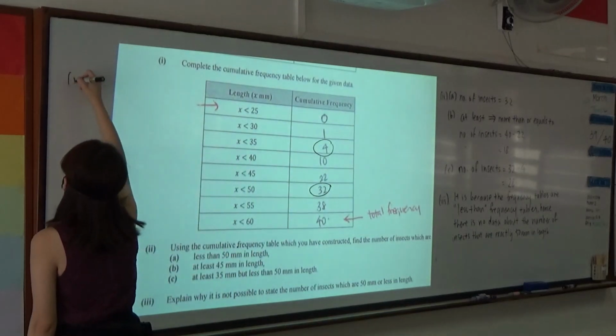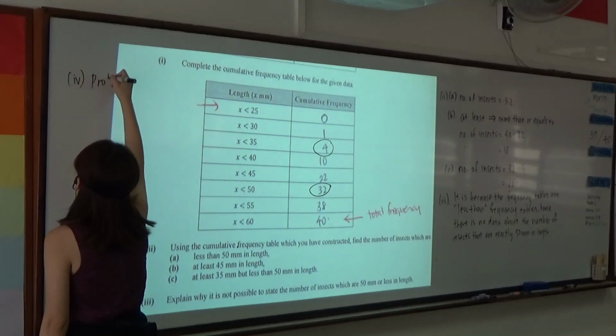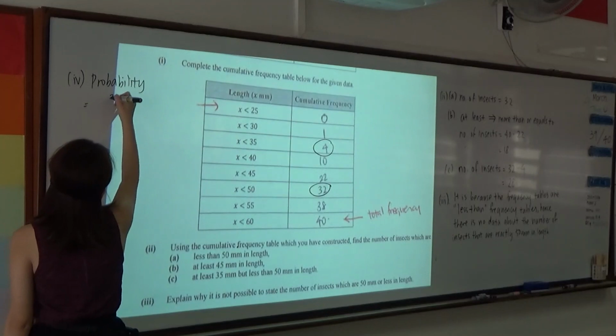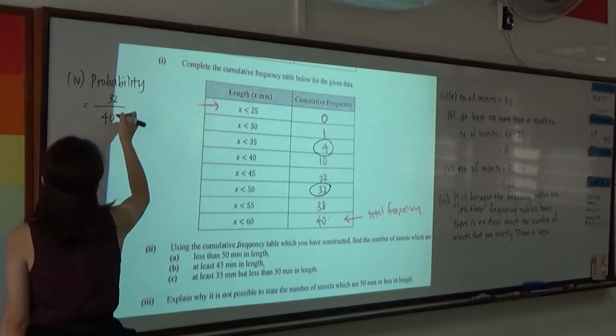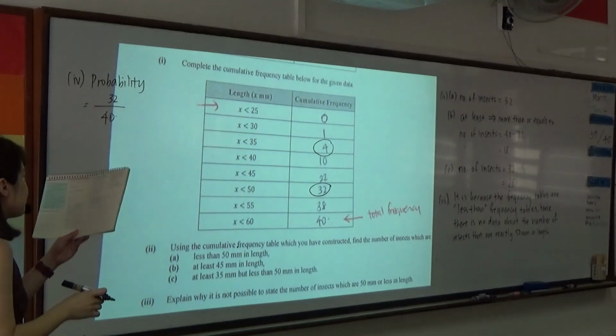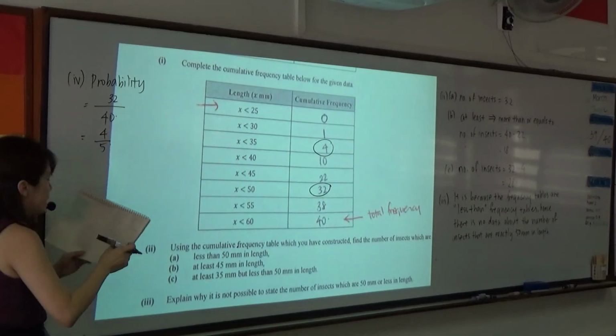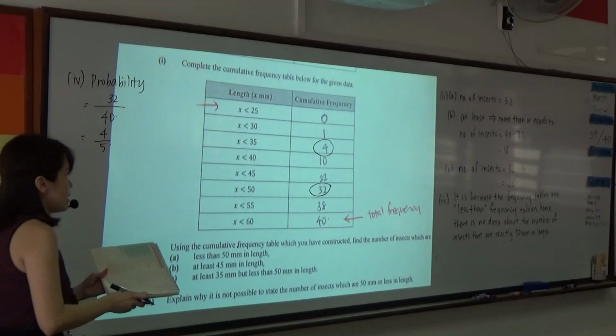So the probability will be equal to 32 out of the total 40 insects. Then after that, making sure that we simplify our answer, either 4/5 or a decimal 0.8.